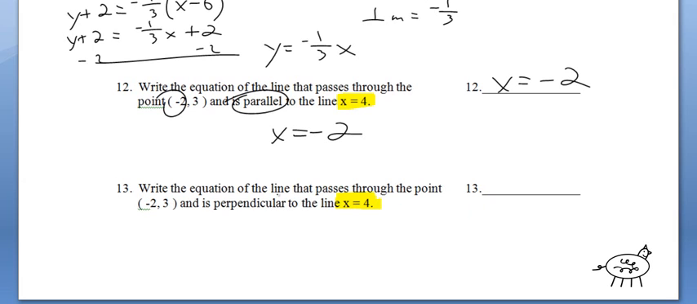Okay, and it's perpendicular. So perpendicular means y equals. If perpendicular, an x equals and a y equals are perpendicular. What does y equal? 3. Okay, it's pretty mellow, but you got to follow all those rules, math fans, and you'll be good to go.